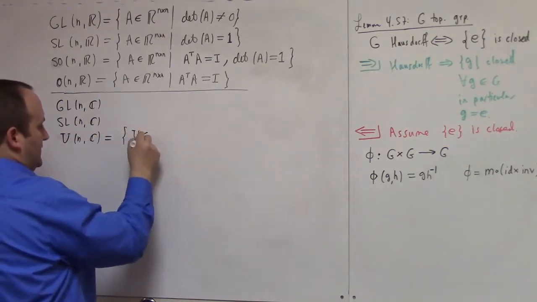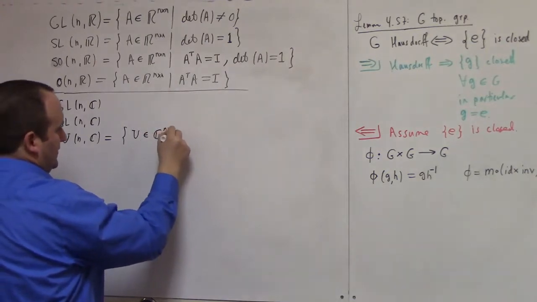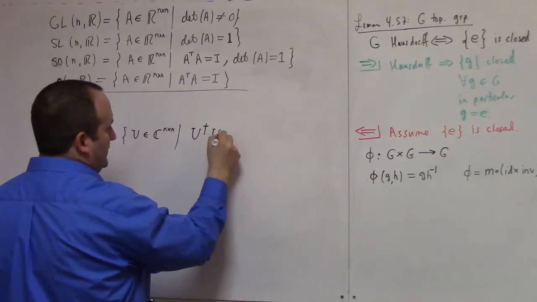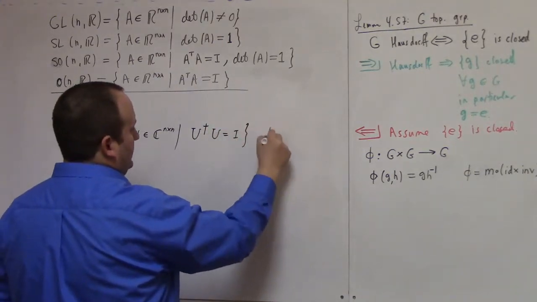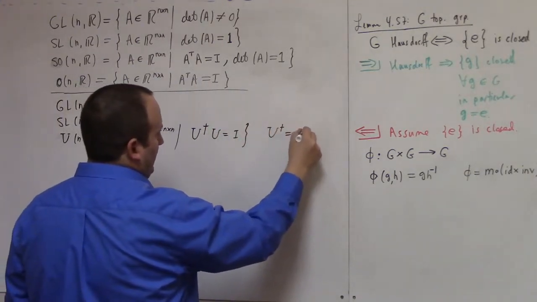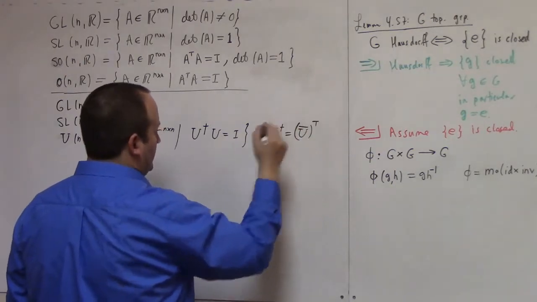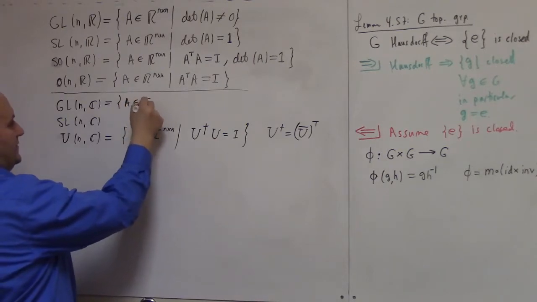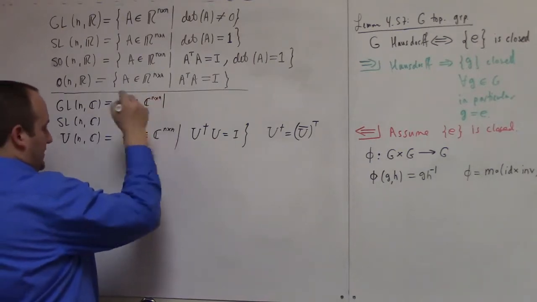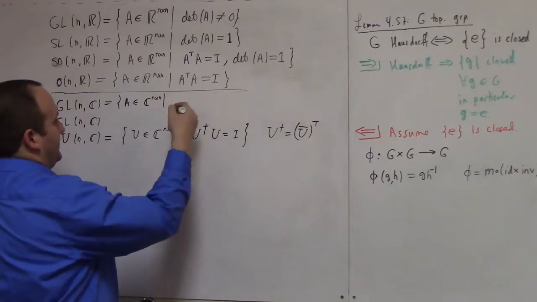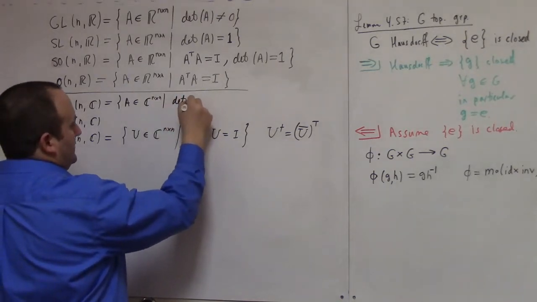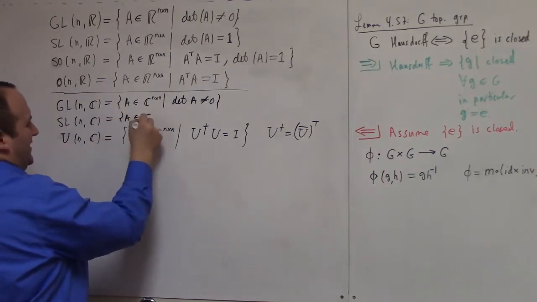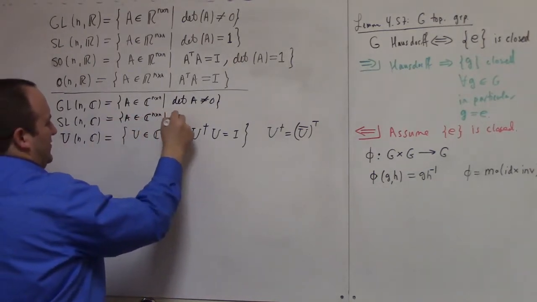This is U in n by n complex matrices such that U dagger U is equal to the identity. Here U dagger is U conjugate transpose. Now GL(n, C) is just A in C^(n by n) such that determinant is nonzero. So much writing. Why am I writing this all out?